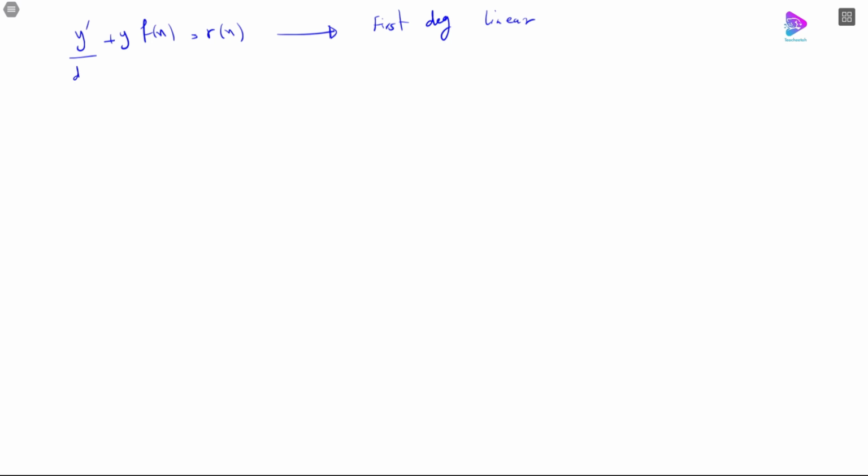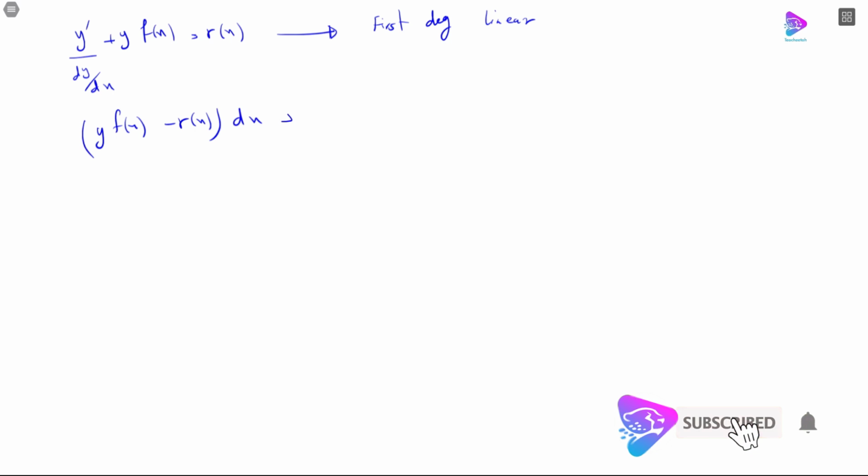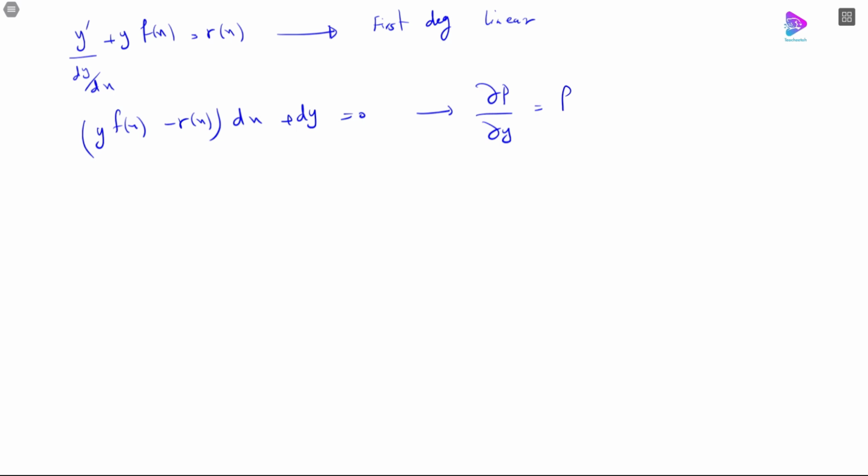So let's break this up into dy over dx. What are we going to end up with? It will turn into an equation in the form of P dx plus Q dy equal to 0. From here we can say that dP over dy is equal to f(x) and dQ over dx is equal to 0, and then if we do the minus that we were talking about, we'll end up with f(x). And then from here we know that the factor F would be f(x) divided by 1, correct, because of this.